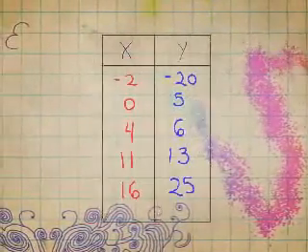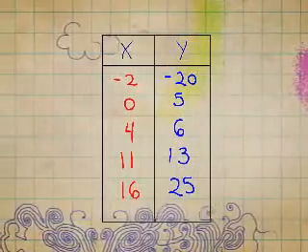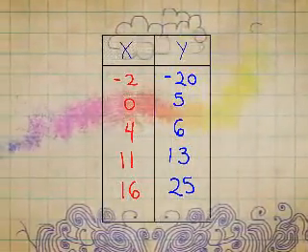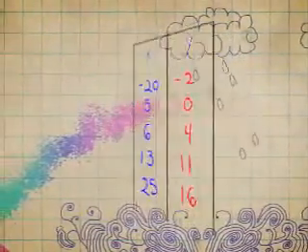Here's a function that's just 5 pairs of numbers written in a table. To show the inverse, all I'd have to do is switch the input and output columns, like this.